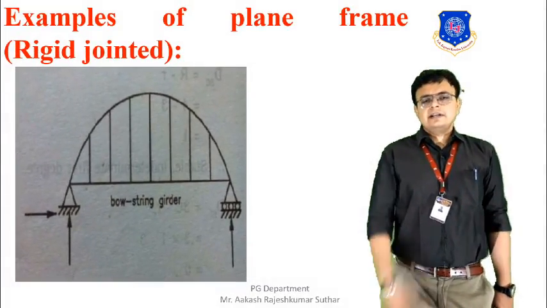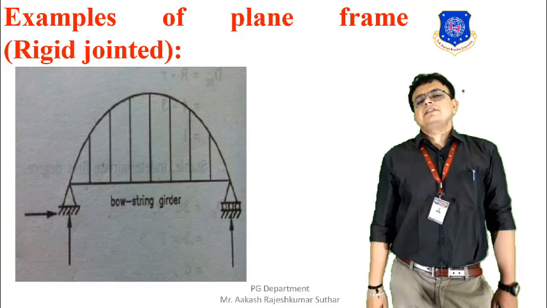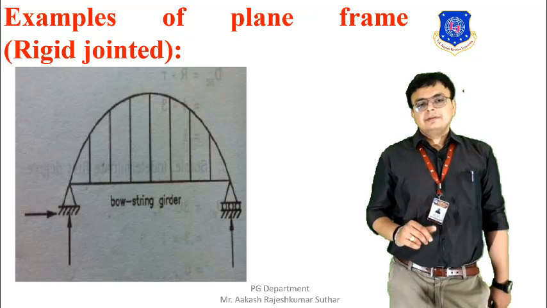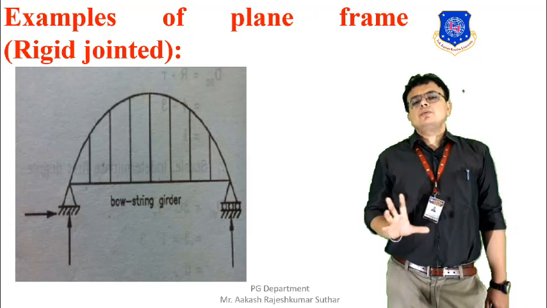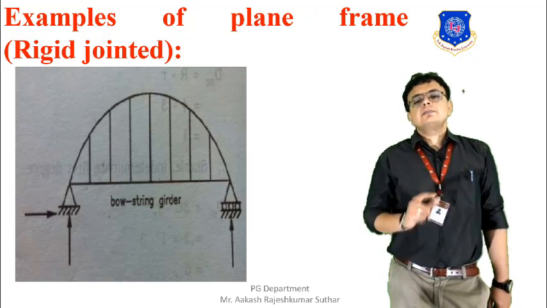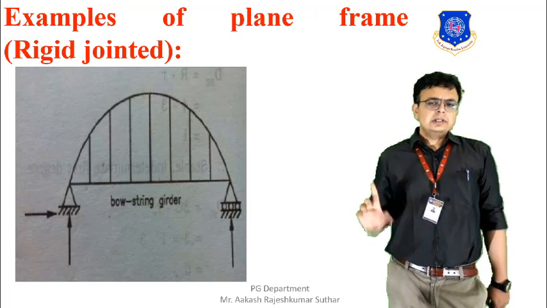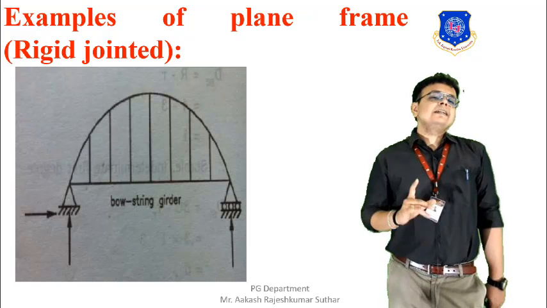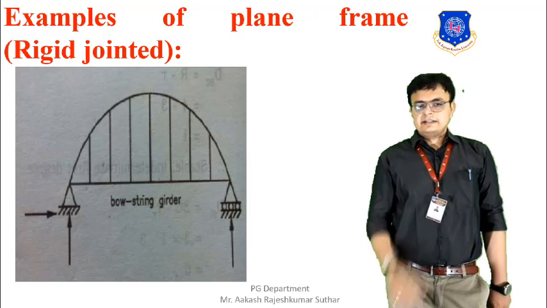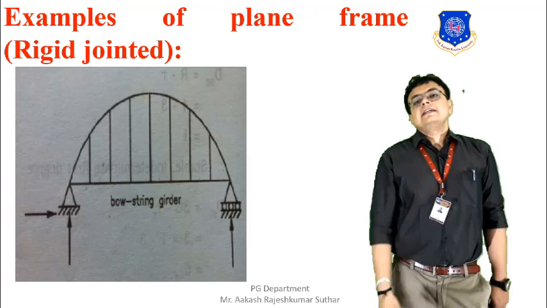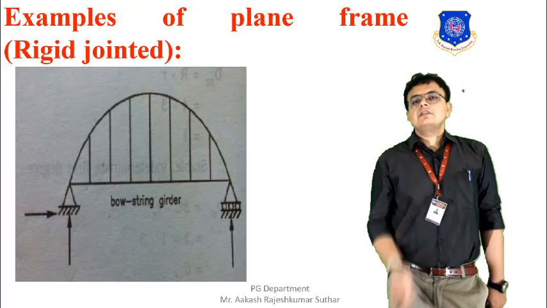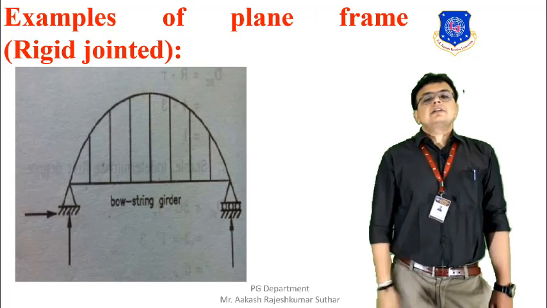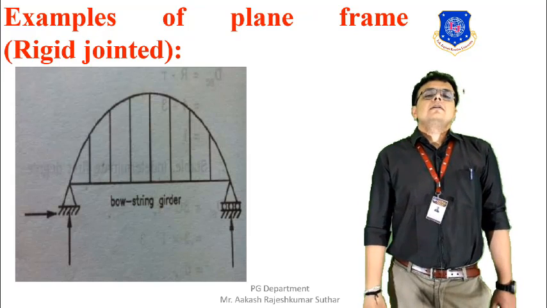Further discussing, let's discuss an example of a plane frame. You can see over here, it is a bowstring girder, and it has two supports. One support is a hinge support and the other is a roller support. Now, all of you will know that the reaction at the hinge support will be two, horizontal and vertical, and in the roller the reaction will be only in the vertical direction. So let's solve this.